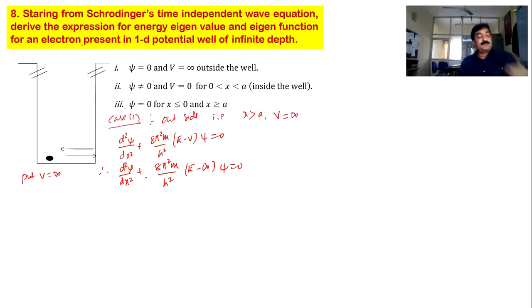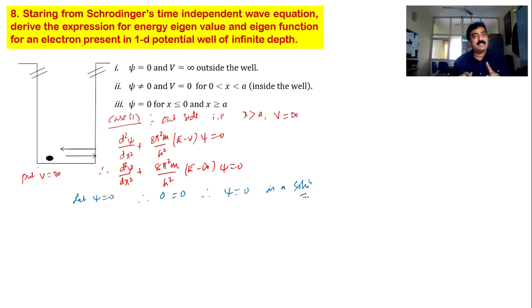For what value of psi? What do you mean by solution? When you substitute some value for psi, LHS must be equal to RHS. Suppose I substitute 0 for psi, then definitely LHS is 0, RHS is 0. Therefore I can say let psi equal to 0, then 0 is equal to 0. Therefore psi equal to 0 is a solution. Now the question: is it an eigen solution or not? Means, is it an acceptable solution or not? Yes, it is an acceptable solution.